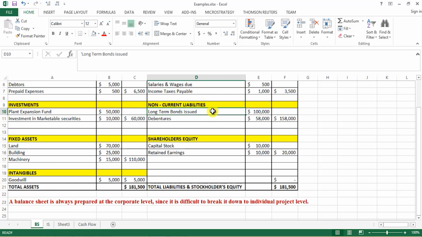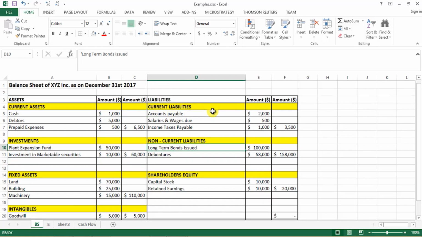Let's say a part of the bond is utilized for procuring a new office, an expansion of the office where every employee sits, for bringing every employee to a centralized location. In that case, it's difficult to allocate part of the bond to the projects. That's why the balance sheet is always prepared at the organization level, not at the individual project level. With this, we complete our concept on the balance sheet. In the next session, we're going to start with the income statement.